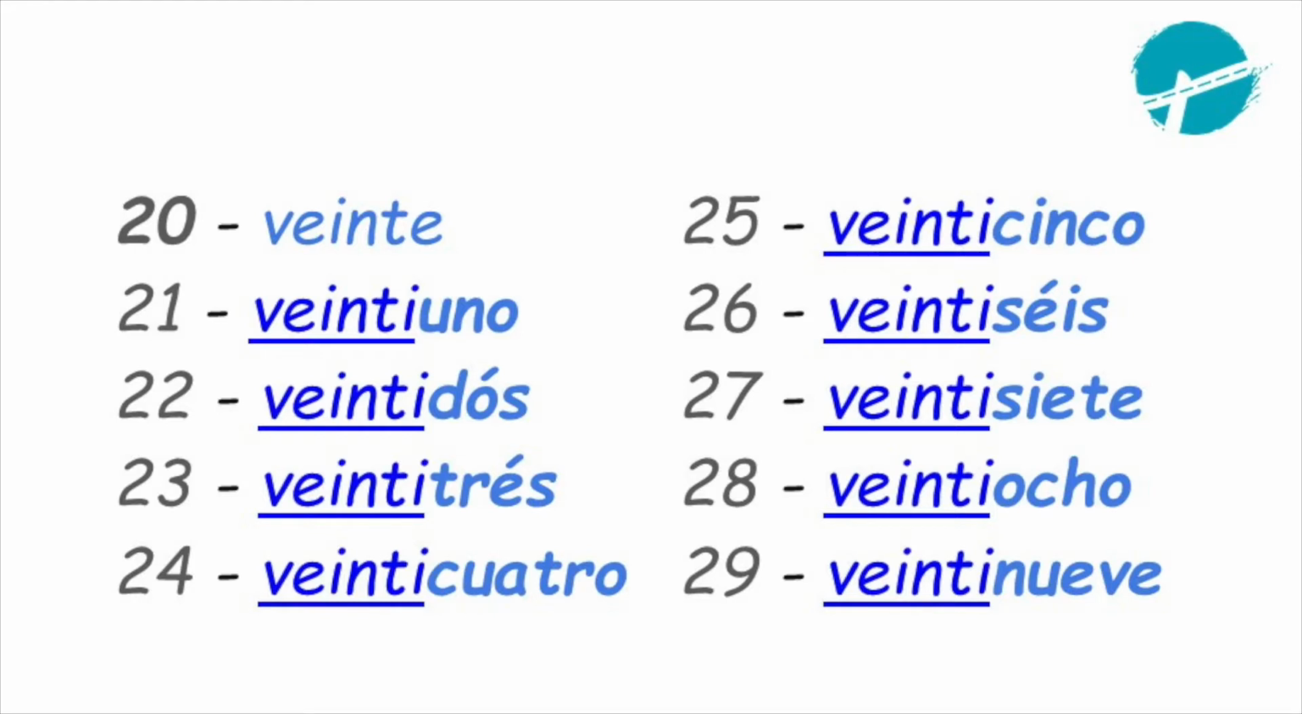Listen again. 20, 21, 22, 23, 24, 25, 26, 27, 28, 29. The pattern for the numbers from 30 onwards is even easier.